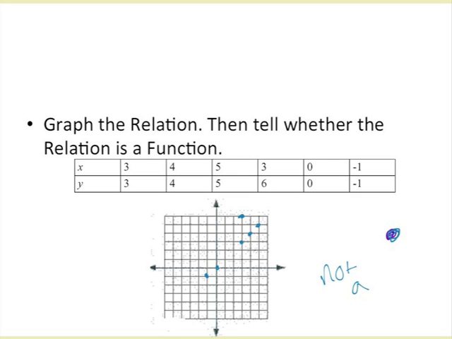Why not? Because the vertical line test failed. It fails the vertical line test when x is 3. So if I put an input of 3 into this, I don't know whether it's giving me out 3 or whether it's giving me out 6. So that is not a function then. It fails the vertical line test at x is 3. Questions?